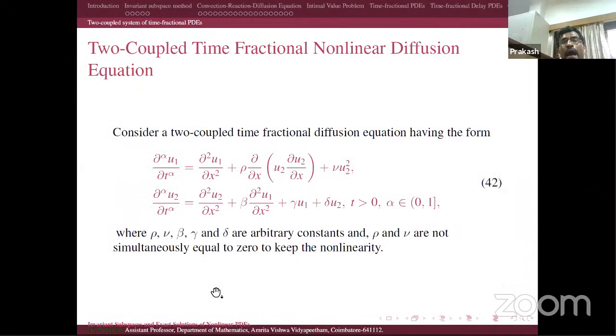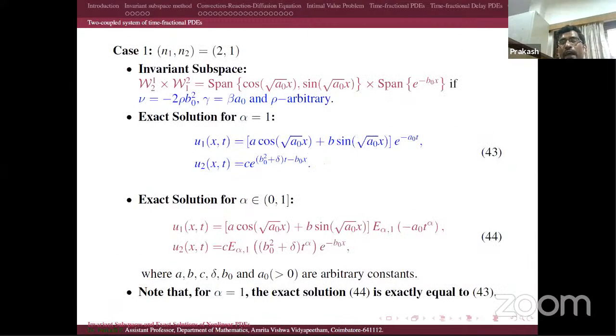For example, I'm considering a two-coupled time fractional nonlinear diffusion equation. This diffusion equation admits more than 10 invariant subspaces, but here I can't present them all. So here I'm taking only one invariant subspace. This invariant subspace gives the exact solution for the integer case and the exact solution for the non-integer case. If you take alpha equal to 1, then the exact solution 44 is exactly equal to 43.